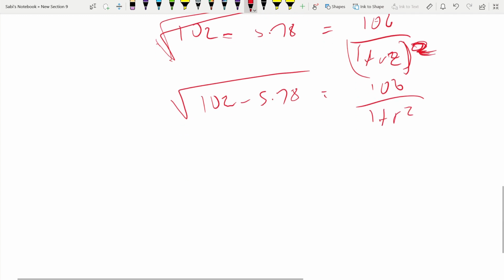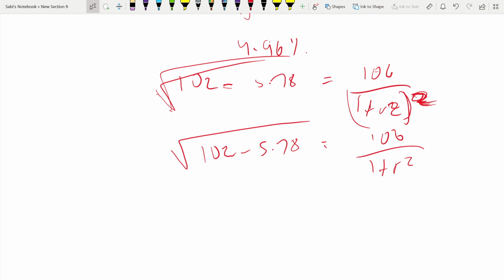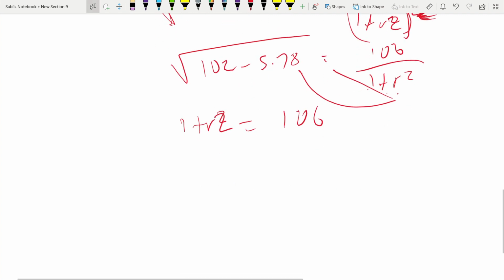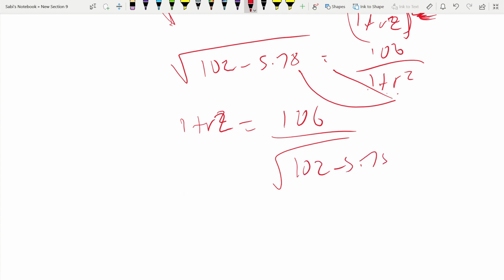Okay. Once it has become like this, 1 plus R2, bring to the other side. So 1 plus R2 equals 106, and this becomes a division now. Reciprocal, just change: 106 divided by the square root of 102 minus 5.78. R2 remains this side, just bring 1 to the other side, it becomes minus 1. That's how you get R2. I hope I am not so fast. So R2 also you got 4.96%.